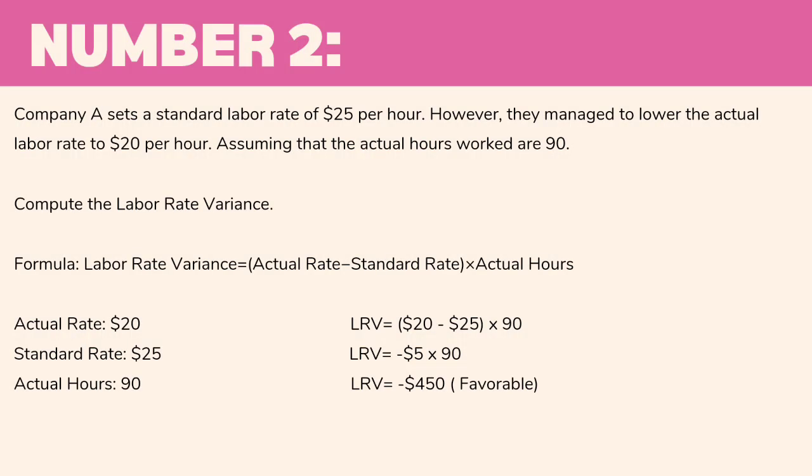Problem number 2. Company A set a standard labor rate of $25 per hour. However, they managed to lower the actual labor rate to $20 per hour, assuming that the actual hours worked are 90. Like what we did earlier, we are going to subtract the standard rate from the actual rate and multiply it by the actual hours.